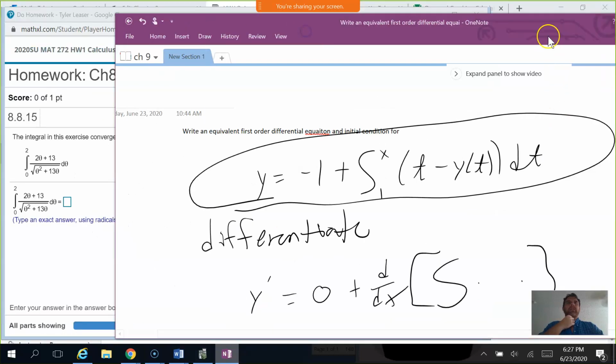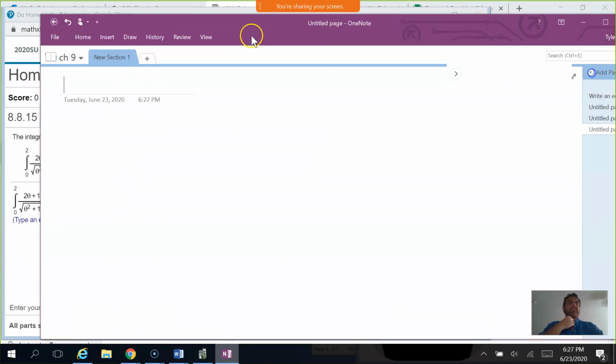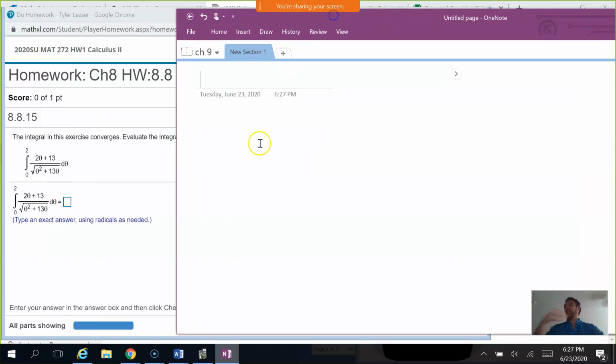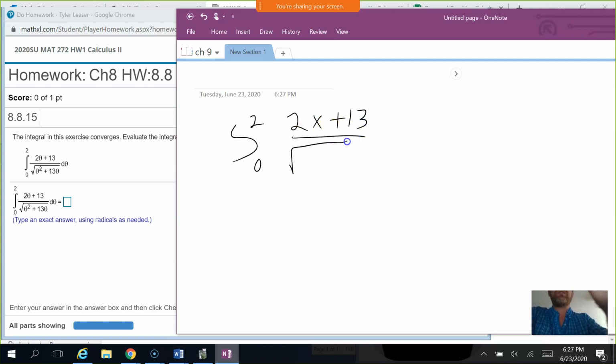Okay. So for this one, let's go over to OneNote here. Let me just copy it down. So we have the integral from 0 to 2, I don't like theta, so I'm going to put x's. 2x plus 13 over the square root of x squared plus 13x dx.